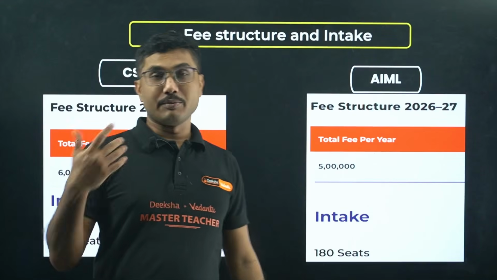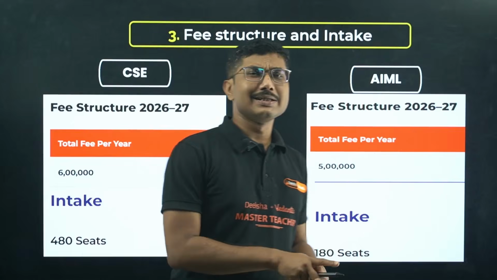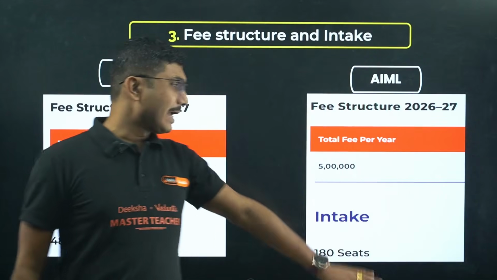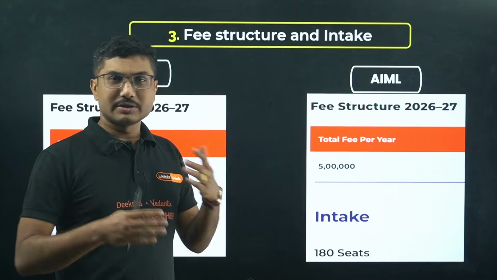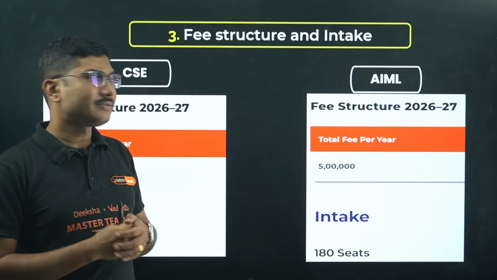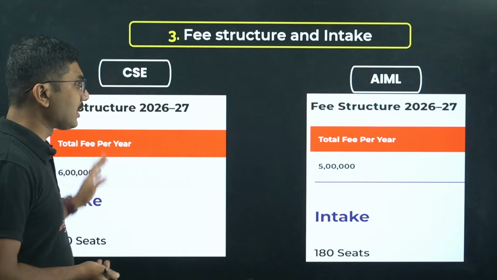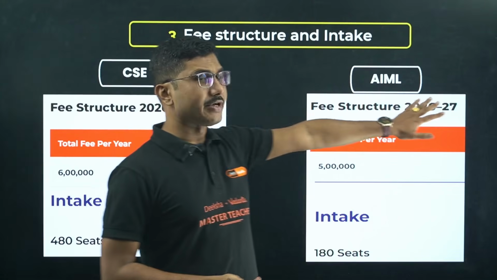So there is a high chance that if you have a good rank, you can expect a seat in CSE. AIML will be slightly difficult, because unless you have a very low rank, the number of seats are less for AIML. So this is the overall structure for 26-27.